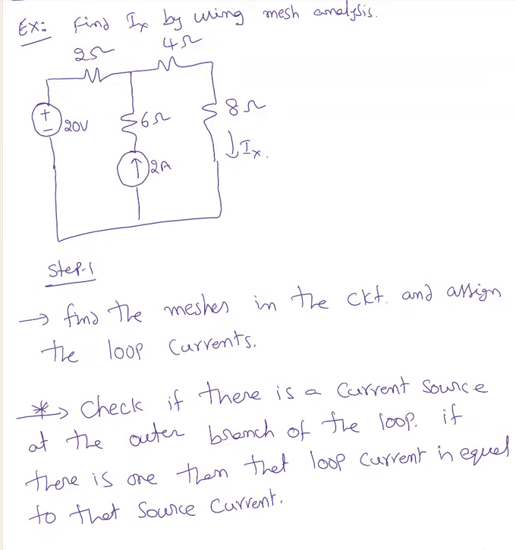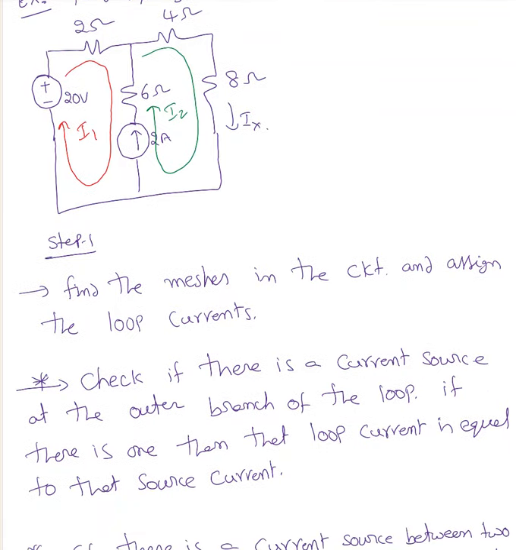Now, step one, find the meshes in the circuit and assign the mesh currents. You can call it a mesh or a loop. Mesh is the shortest loop anyway. I have two meshes here, I1 and I2. So the next step is applying KVL. Step two, apply KVL.